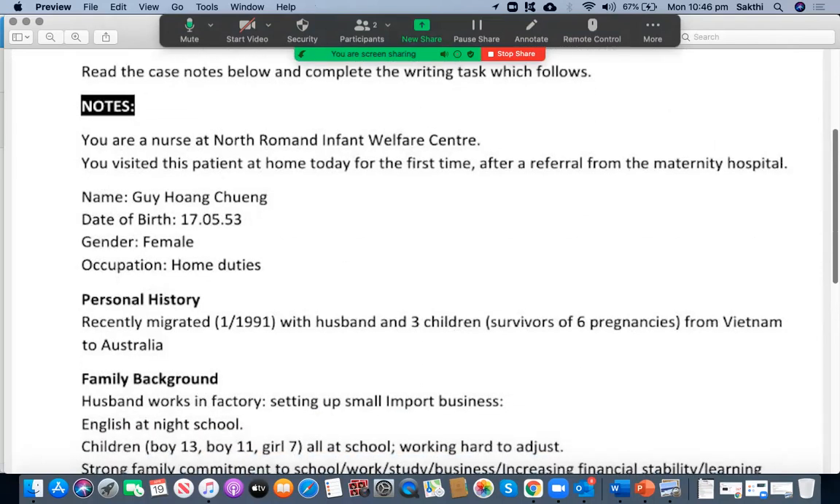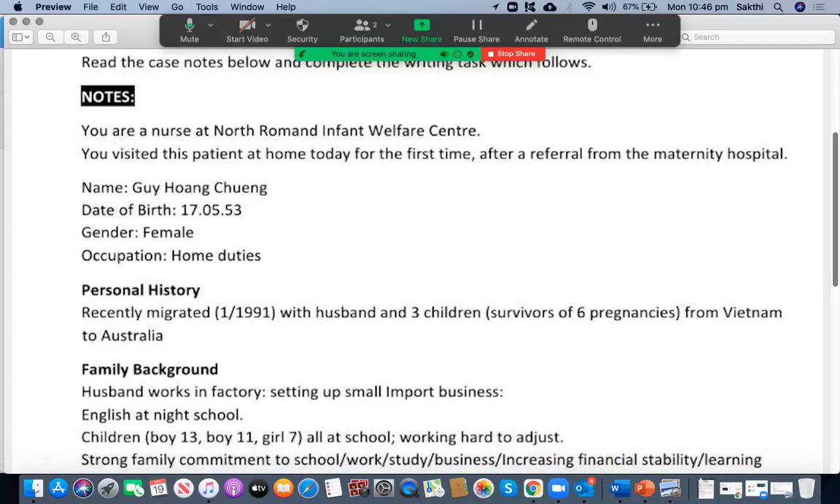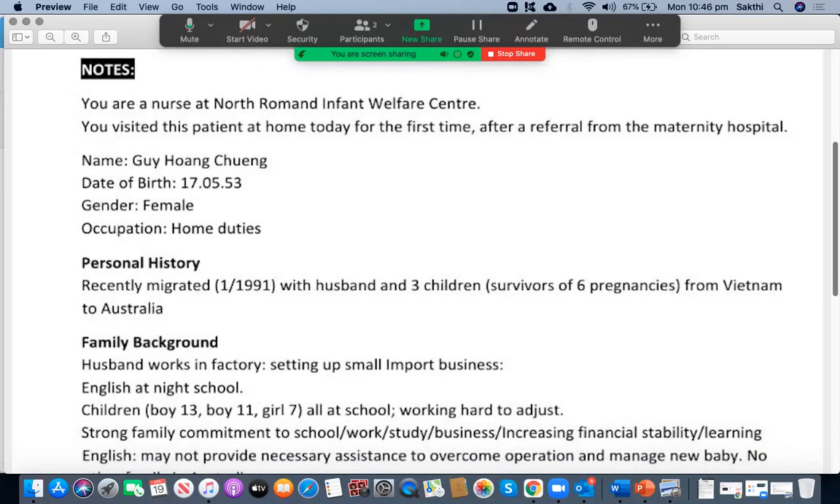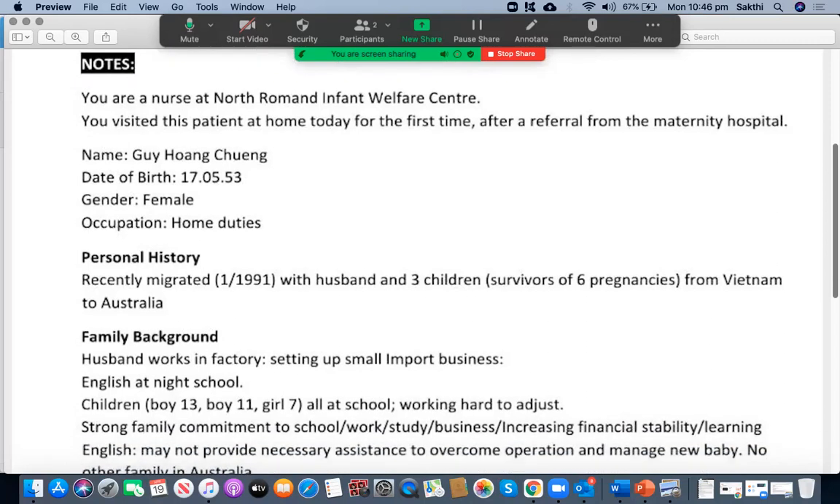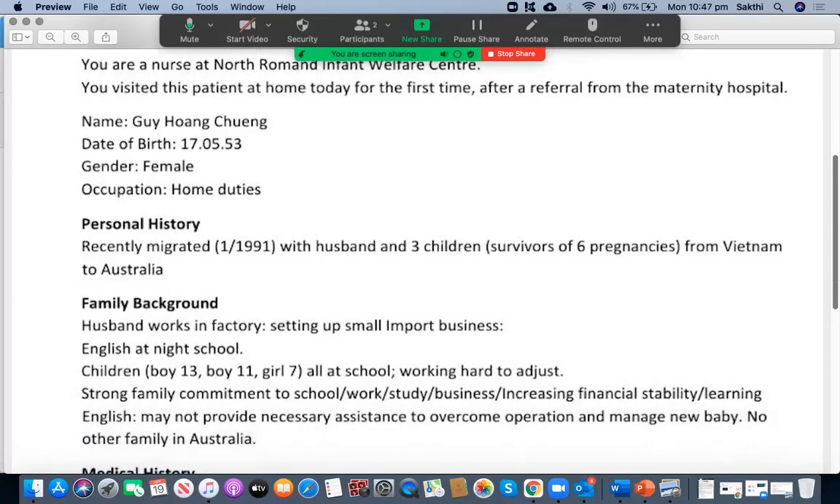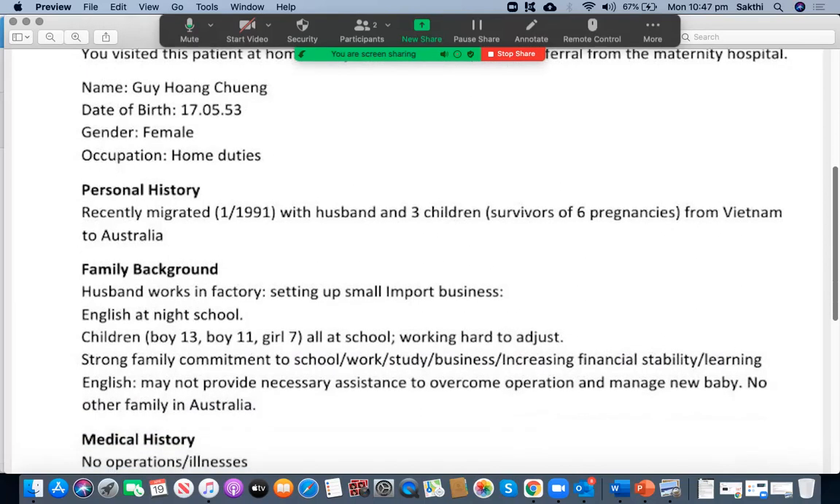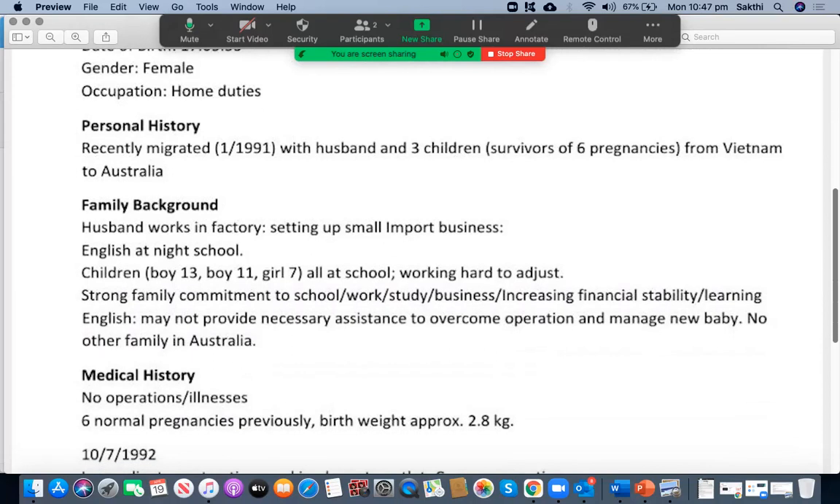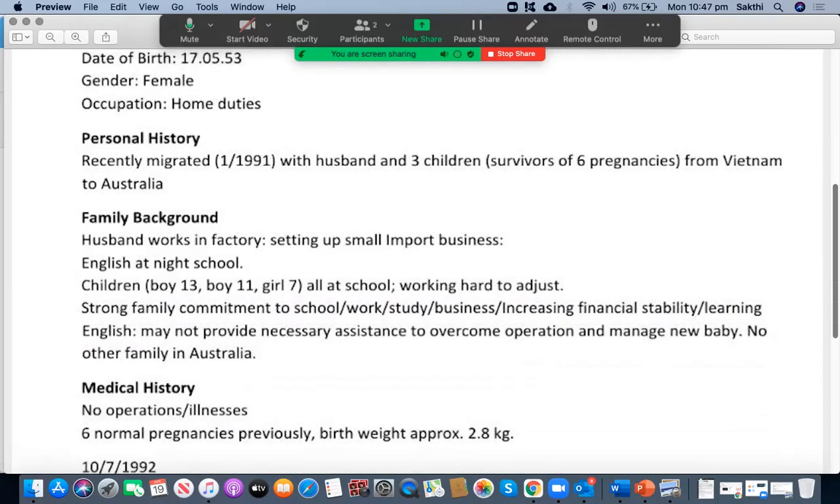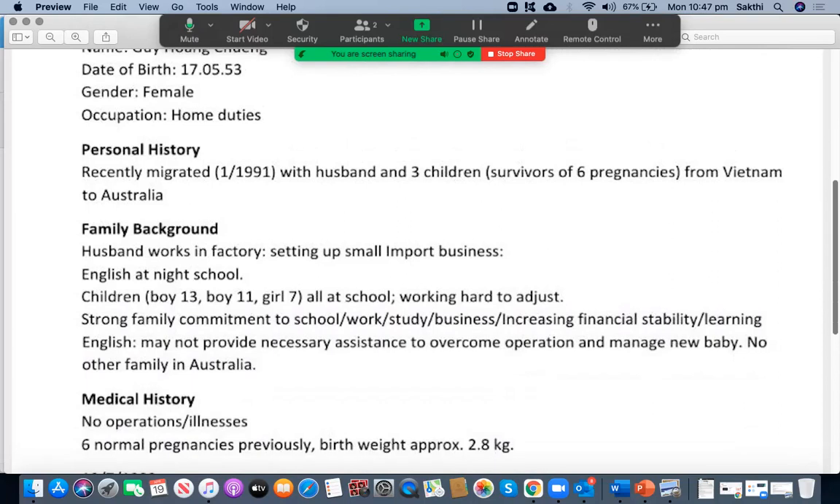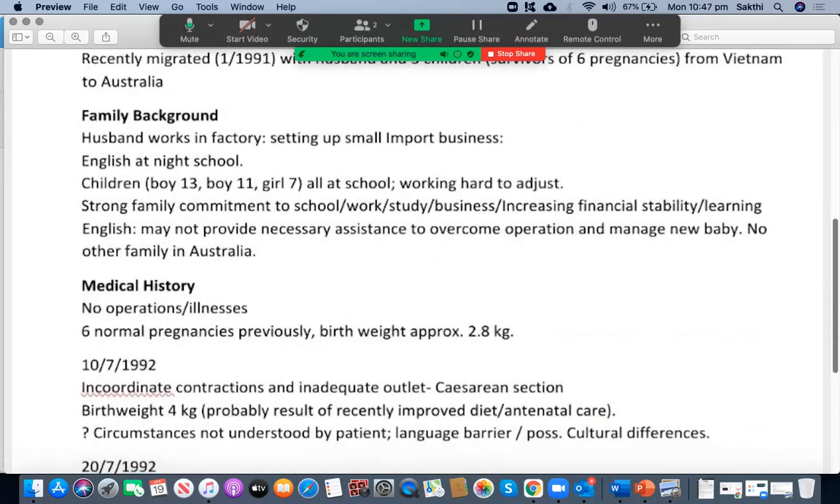All right, you're a nurse at North Roman Infant Welfare Center. You visited this patient at home today for the first time after the referral from the maternity hospital. Name, Gui Hoang Chueng. Date of birth, 17/5/15/3, that's okay. Gender, female, that's all right. Home duties, that's okay. Recently migrated with a husband, 3 children from Vietnam to Australia, that's all right. Family background, husband works in factory, setting up small import business. Okay, English at night school.